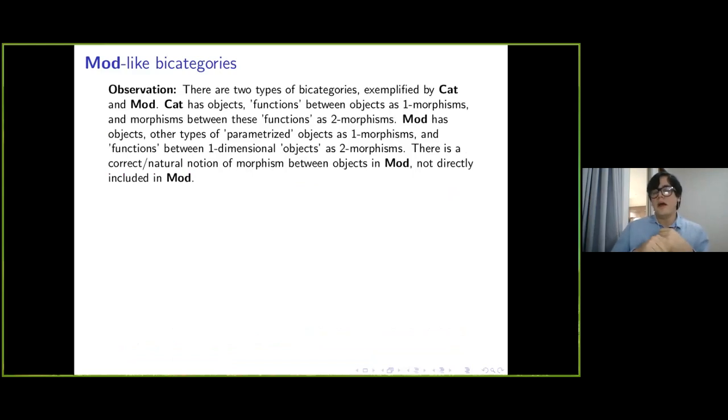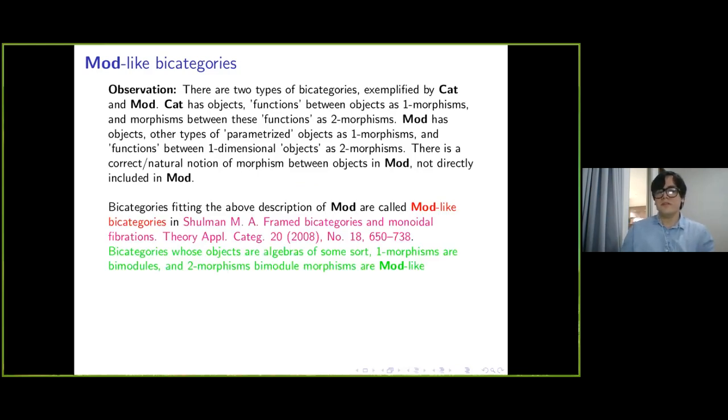While mod has objects, algebras, horizontal morphisms, bimodules, and two-morphisms, bimodule morphisms. And the horizontal morphisms are not really morphisms. They're other types of objects parameterized by our original objects. The correct notion of morphism between algebras, well, it's morphisms of algebras, unitary morphisms. So this is not directly included in our bicategory, as I mentioned before, so we should just try to include it.